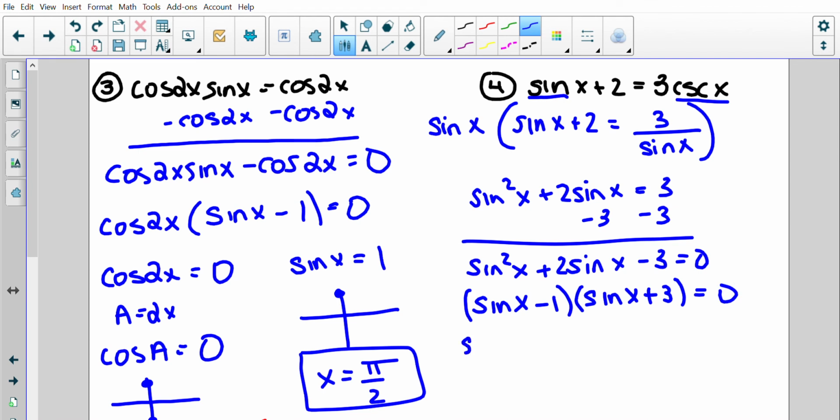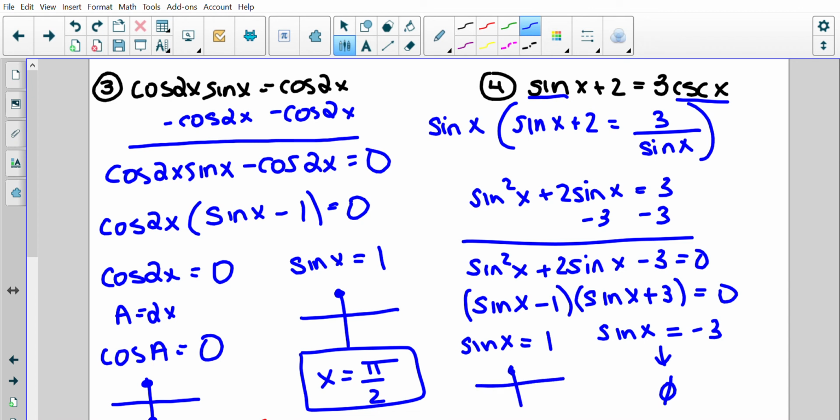So we would get that sine x equals 1 and sine x equals negative 3. Again, because it's out of the bounds of sine, this is not doable. So this guy over here would give us no solution. And where sine x equals 1, well, we just did that in the last example, right? We know that's going to be up at pi over 2.